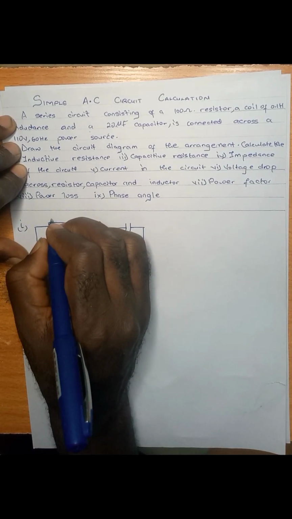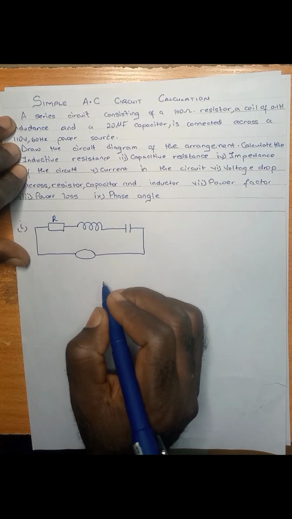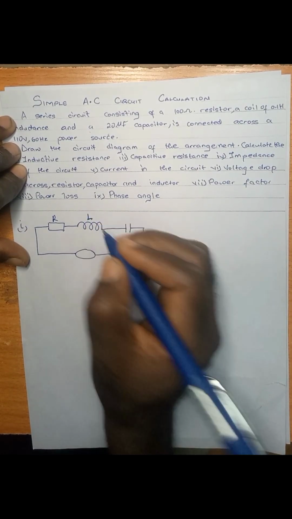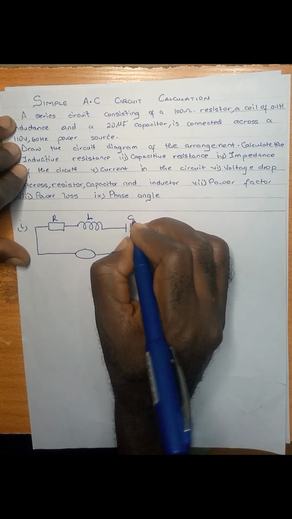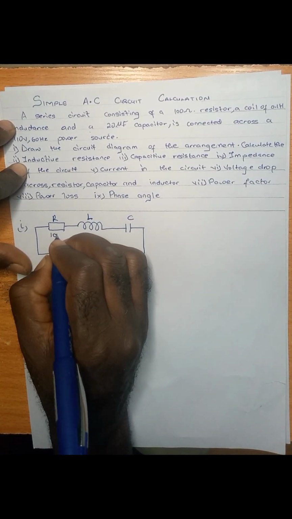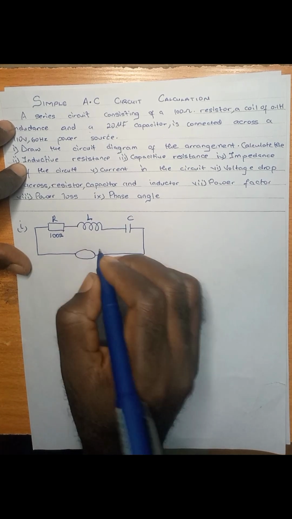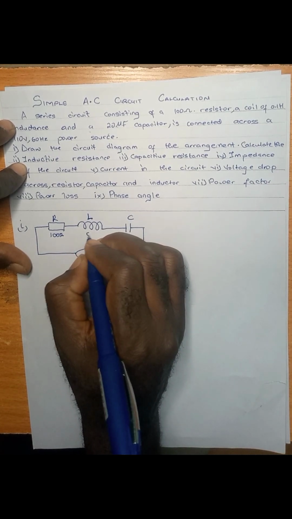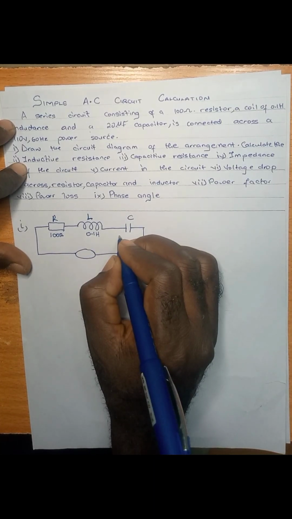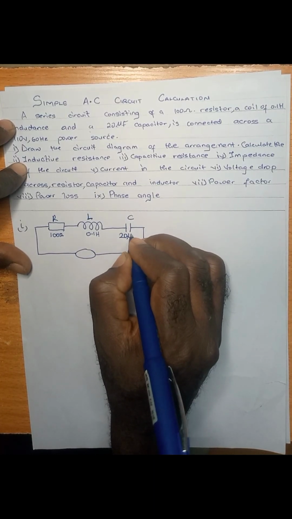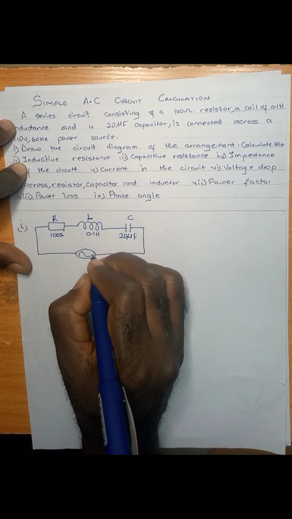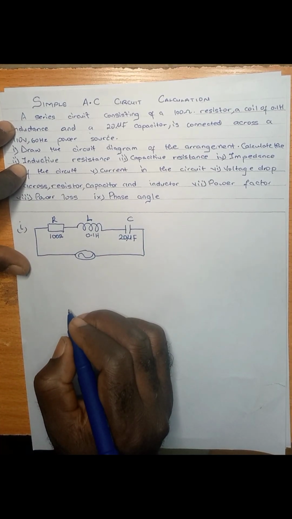This is the resistor. This is the inductor. This is the capacitor. The resistance of the circuit is 100 ohm. The inductance of the circuit is 0.1 Henry. And the capacitance of the circuit is 20 microfarad. Now, this is the symbol for AC, that is alternating current.